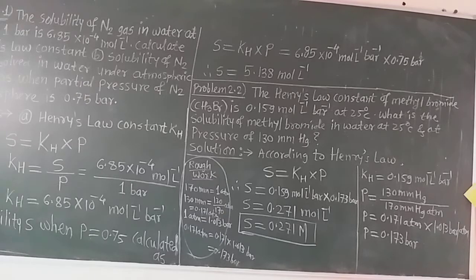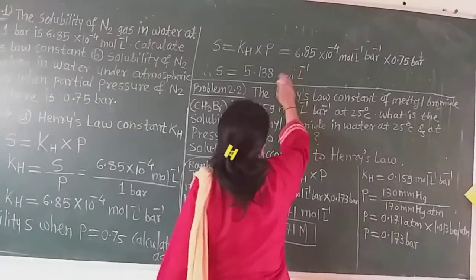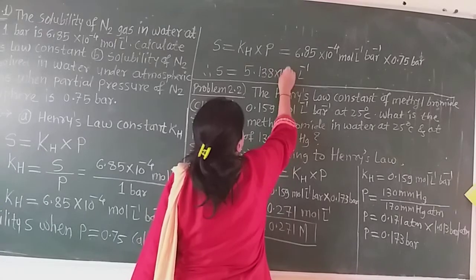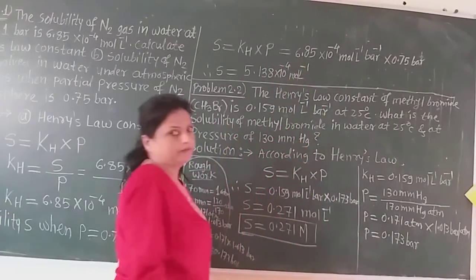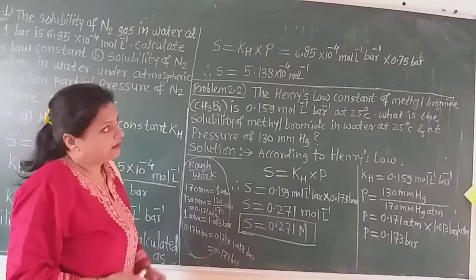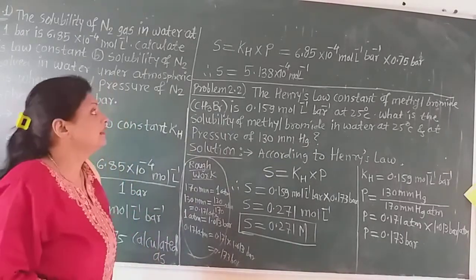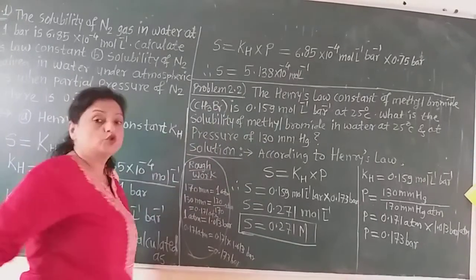The value of the solubility is 5.138 into 10 raised to minus 4 moles per liter, because bar and per bar get cancelled, and this is the value of solubility.